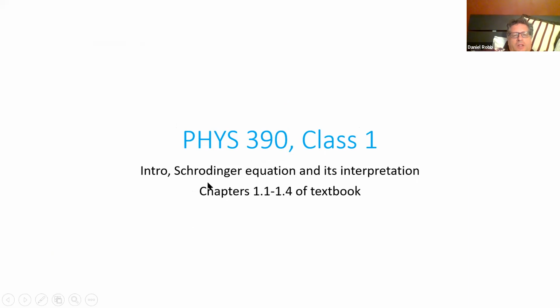So this will be just an introduction to some aspects of the class, and then we'll look at the Schrodinger equation and its interpretation and some aspects of probability theory. This recorded lecture covers chapters 1.1 to 1.4 in the textbook, and I'll refer to a couple of proofs from the textbook for that. So, okay, without further ado, here we go.